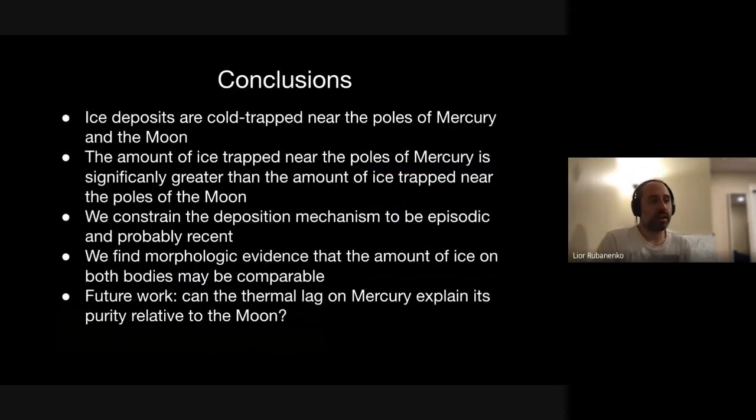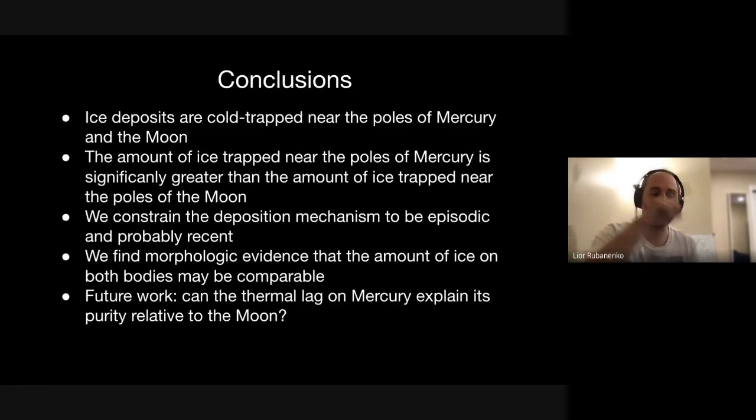Because I'm really out of time, I'll just conclude that we know there are ice deposits trapped in cold traps near the poles of both Mercury and the moon. And we see in instrumentation that the amount of ice trapped near the poles of Mercury is significantly greater compared to that trapped near the poles of the moon. And we can constrain, using observations and models, the mechanism to be episodic and probably not continuous. And this is also supported by other results.